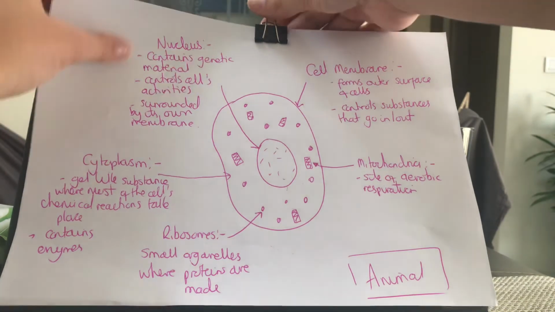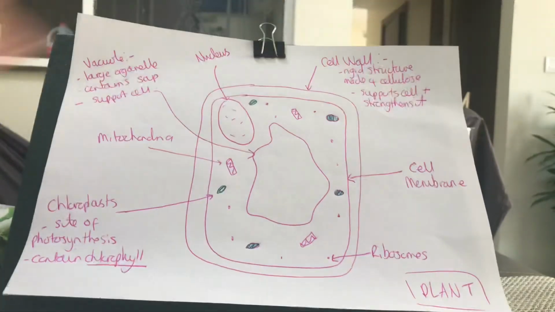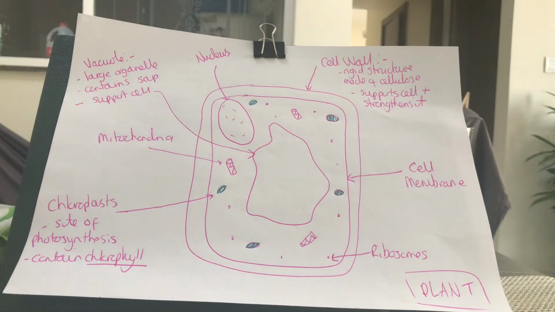Right, we're going to move on to plant cells. Here is my picture of my plant cell. So remember, a plant cell has exactly all of the same structures as an animal cell, and they're going to do exactly the same job in an animal cell as in a plant. But there are a few additional ones in a plant cell that you guys need to be aware of.